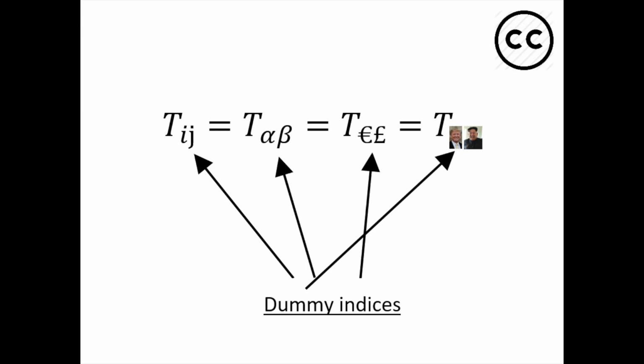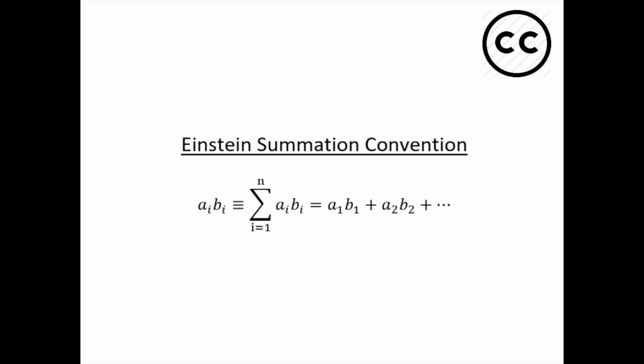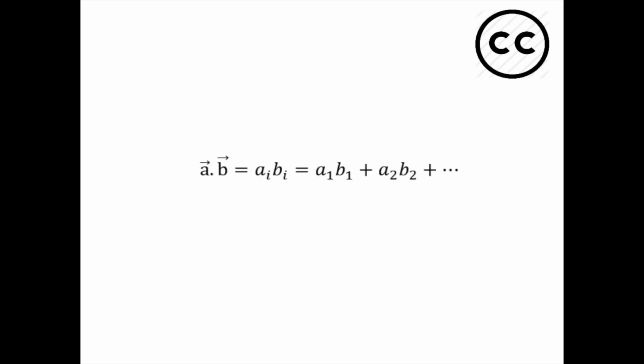When, in a single expression, an index is repeated, this means that components of this index are being summed over. This is called the Einstein summation convention. For instance, by writing A_i B_i, what we're actually doing is multiplying every ith component of A and B and summing them all together. In this case, A_i B_i is the same as the dot product between two vectors A and B, but in component notation.